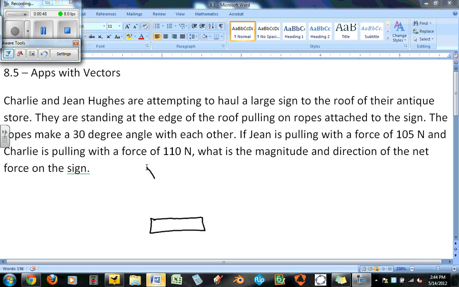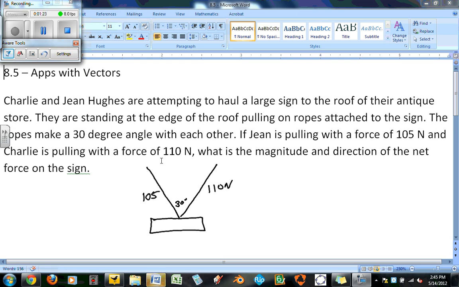And one guy has a rope and he's pulling it this way, and another guy has a rope and he's pulling it from over here, and they're trying to hoist that thing up. And it says that the ropes formed an angle of 30 degrees. It also says that Gene is pulling with a force of 105 newtons. So let's put 105 newtons over here. And it says that Charlie is pulling with a force of 110. So say Charlie's over here, he's pulling a force of 110 newtons.